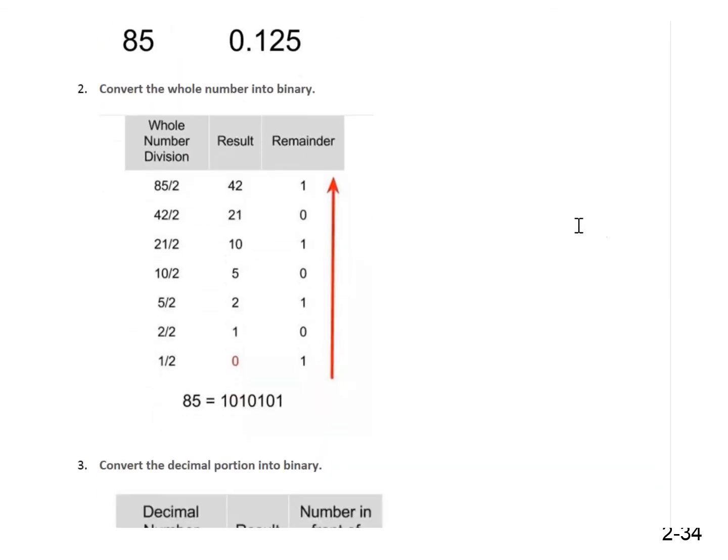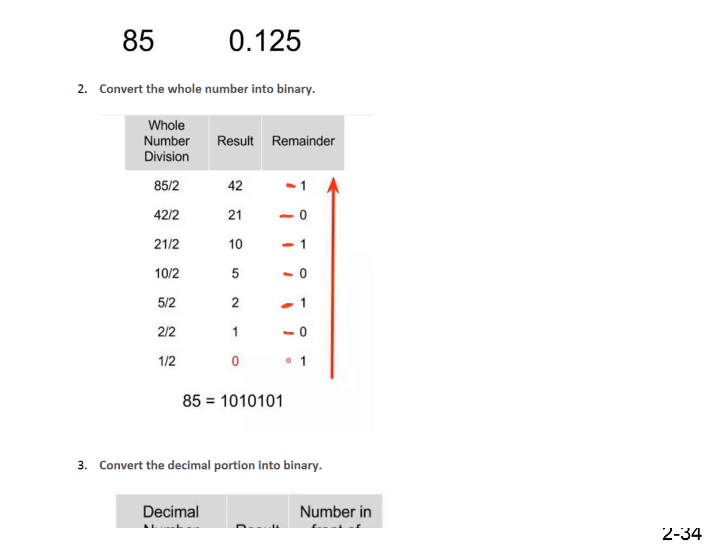Okay? So you simply start dividing by 2. 85 divided by 2 is 42, remainder 1. Then 42 divided by 2, 21, remainder 0. 21 divided by 2, 10, remainder 1. 10 divided by 2, 5, remainder 0. You can probably see where this is going. 5 divided by 2, 2, remainder 1. 2 divided by 2, 1, remainder 0.